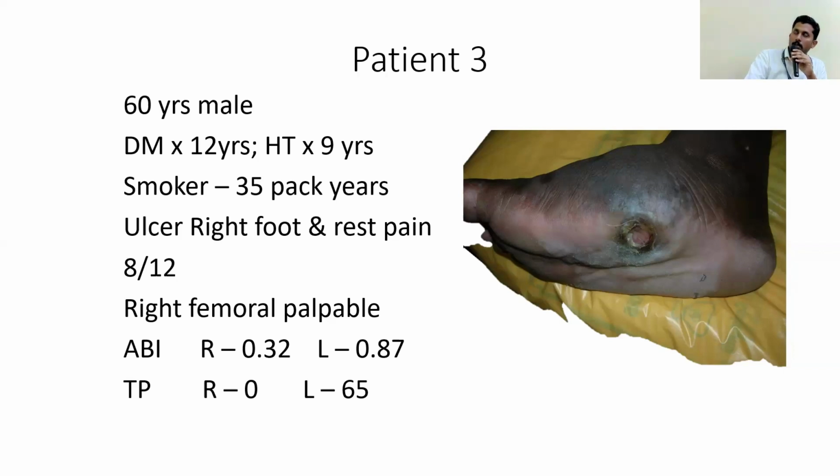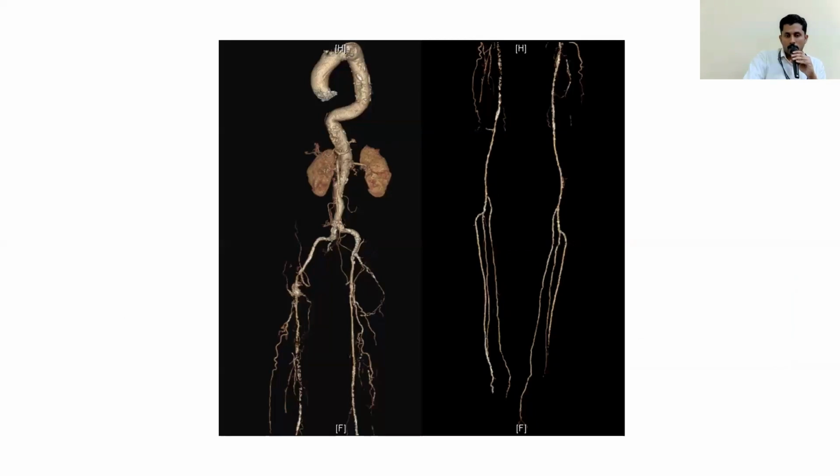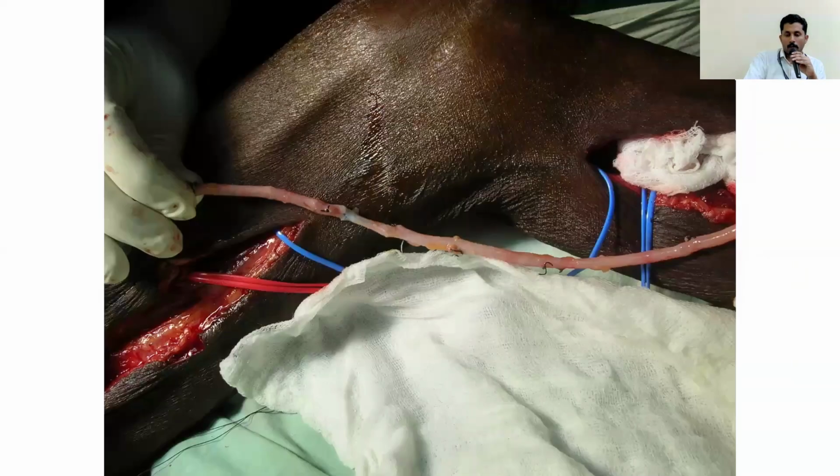Again, we have to see for an underlying pathology, which vascular segment is included. So it is a FEMPOP segment. This is a CT angio picture. The right side is affected, as shown in the recon image. There is occlusion of the right-sided superficial femoral artery.